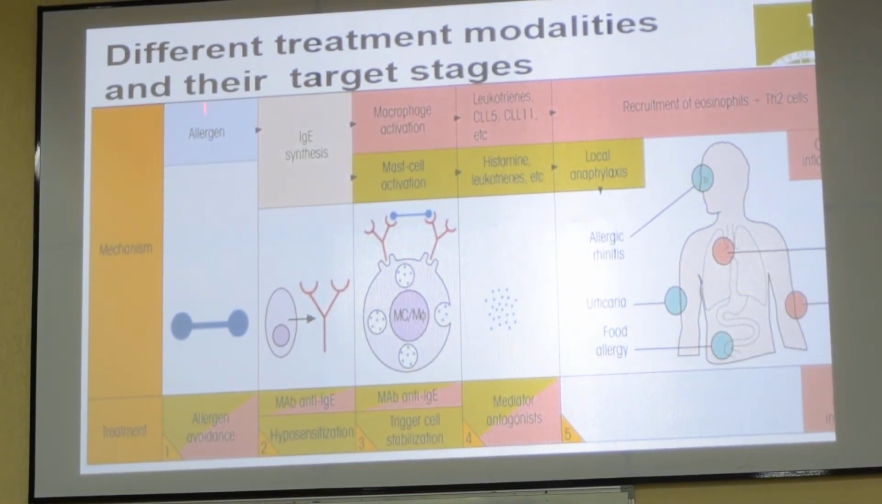So this is just to tell you what are the possible things you might use. You can avoid the allergen, then use monoclonal antibodies against the Fc portion or against the antigen binding fragment. You can block the histamine and you can stop the release of histamine, and this all will help in treating such patients. Any confusion so far?